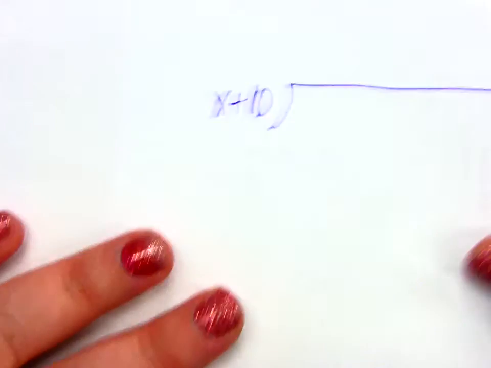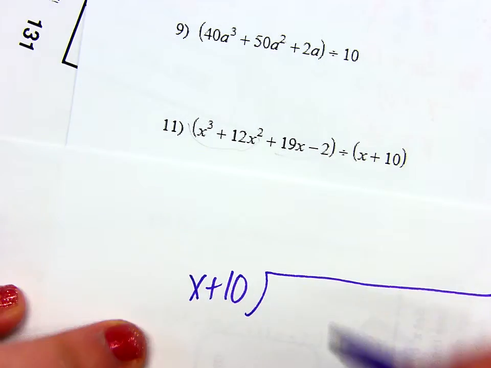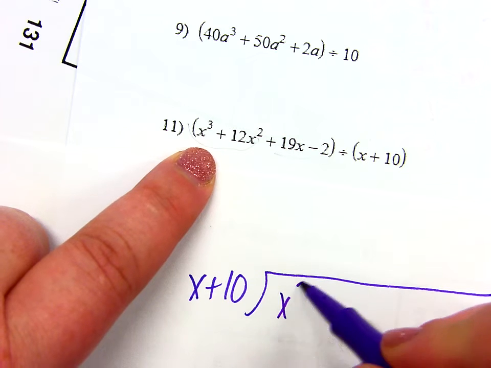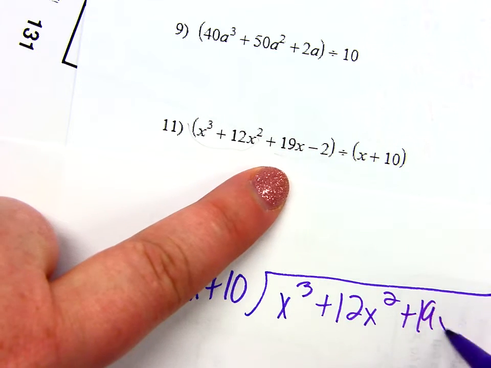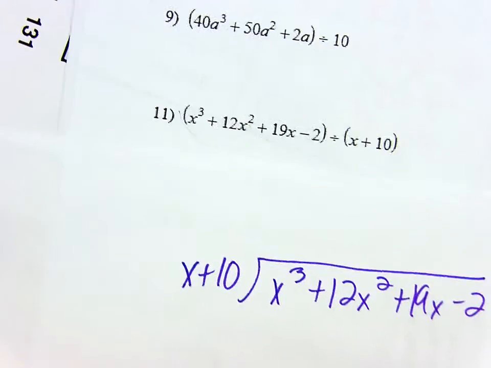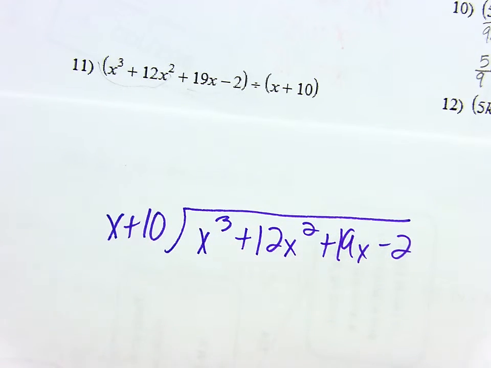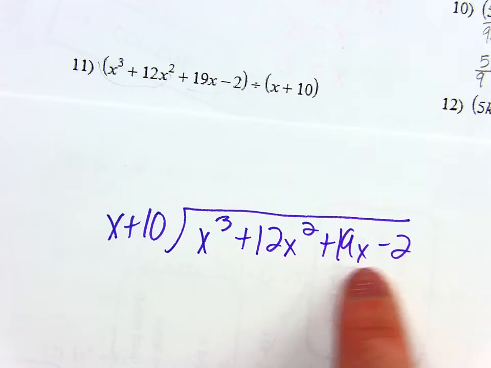Okay, so anyway, we're doing 11. So x plus 10 goes on the outside, and then on the inside I have x to the third plus 12x squared plus 19x minus 2. It's in standard form. Everybody's there. 3, 2, 1, none.